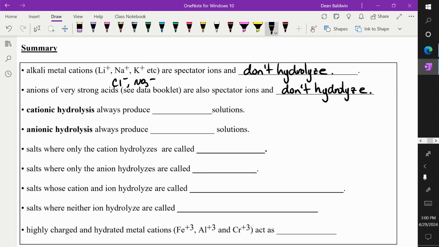Is it Z or S? Hydrolyze. Language. It can be either. Yes. And then American would be Z. Let's go with Z.